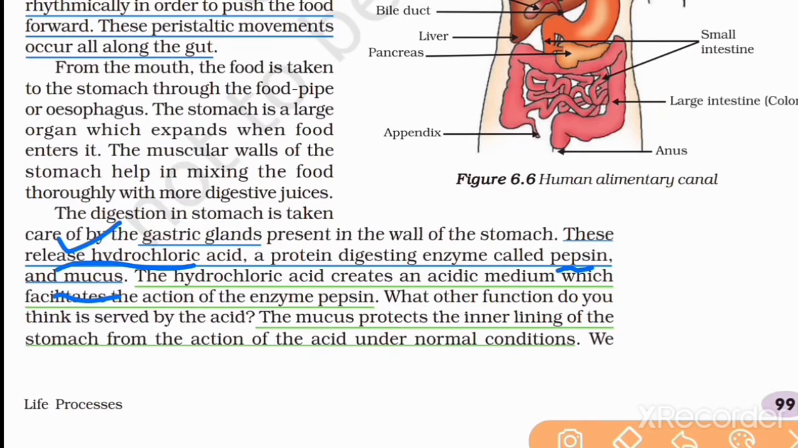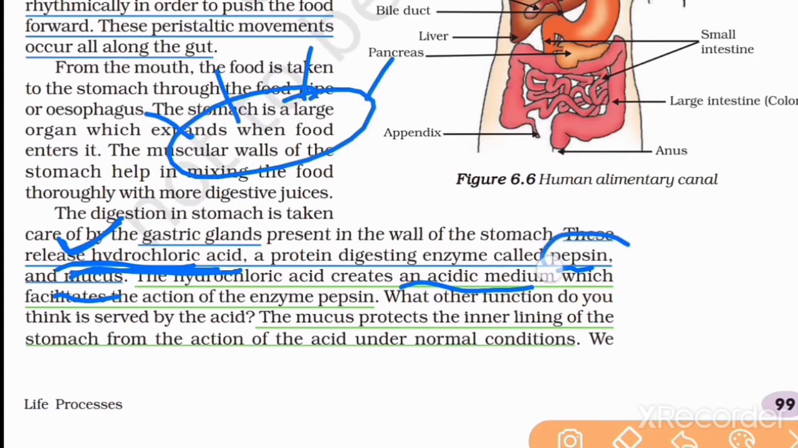Let us study about digestion in the stomach. Digestion in the stomach happens in 3 steps. The stomach contains gastric glands. These release hydrochloric acid, the protein digesting enzyme called pepsin, and mucus.